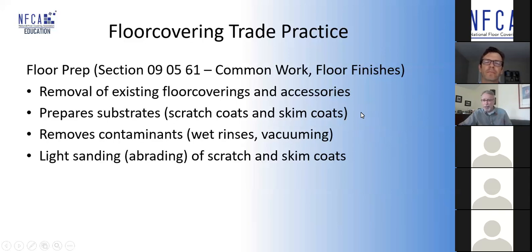It covers off things like removal of existing floor coverings and accessories if you're doing a renovation job. It talks about preparing substrates, and it speaks only to scratch coats and skim coats. It's talking about removal of surface contaminants, dust and staining, so wet rinses and vacuuming, and some light sanding, because a lot of times the scratch coats and skim coats can have little bumps and humps and bubbles and things that you just want to get rid of.